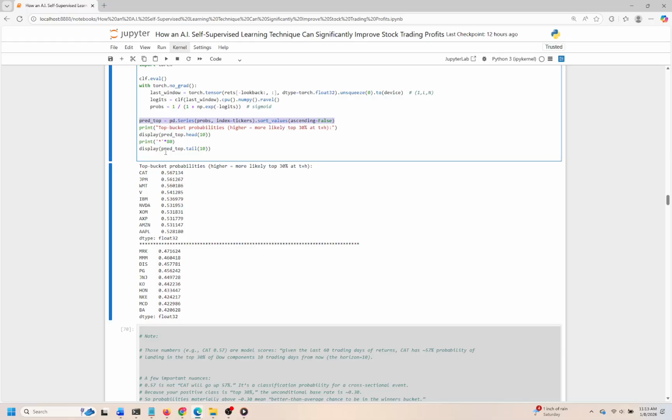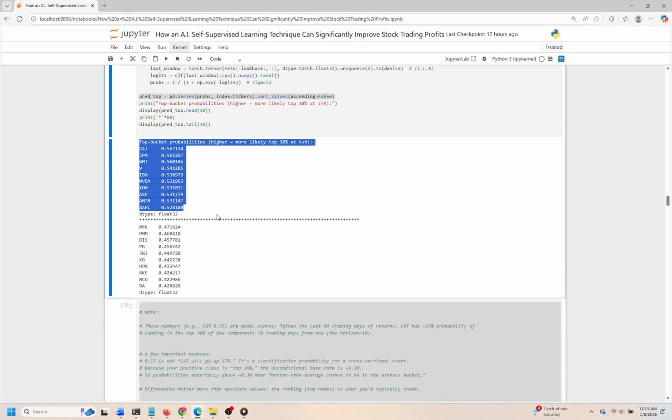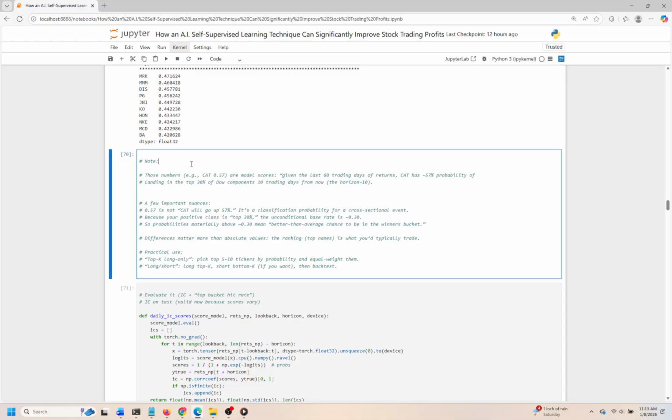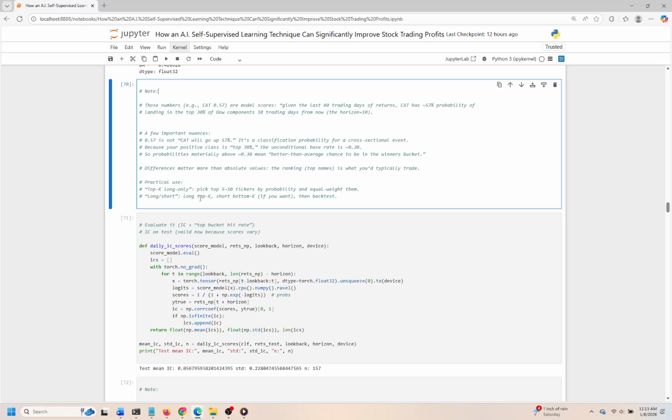As we move forward, the next cell will likely build on these predictions, perhaps by utilizing the probabilities to inform strategic decisions or actions. This progression could help us implement a more robust investment strategy, leveraging our model's insights effectively.